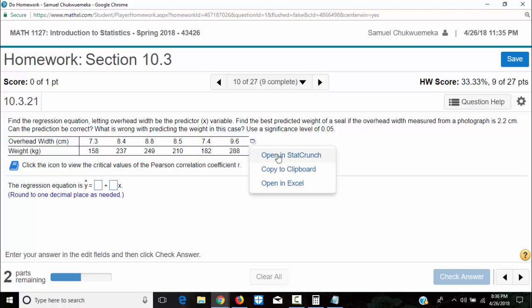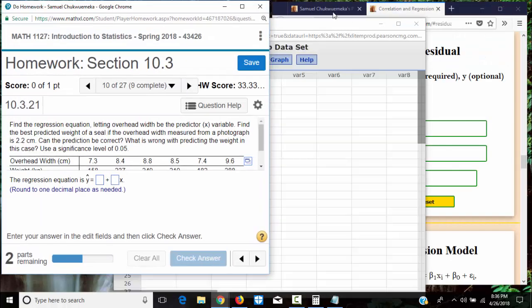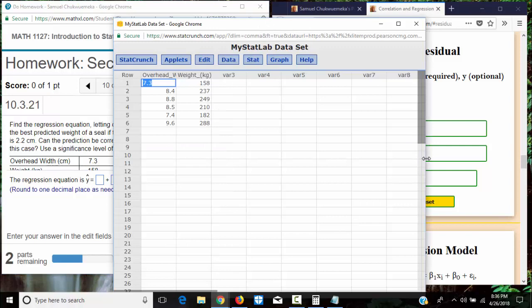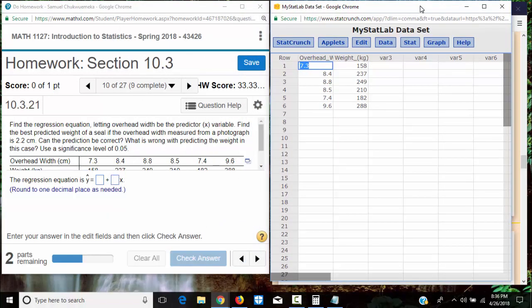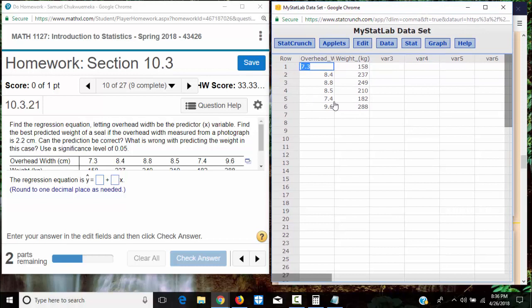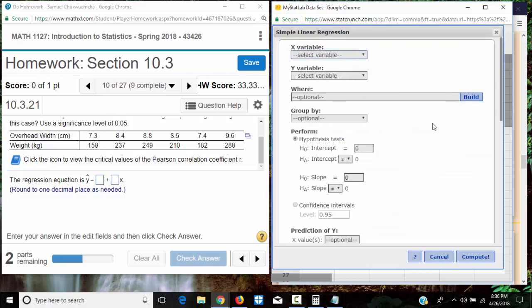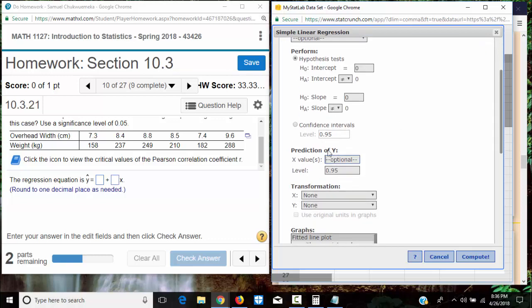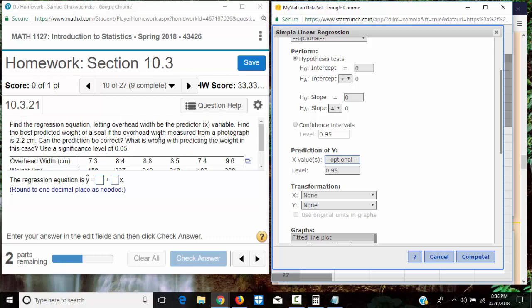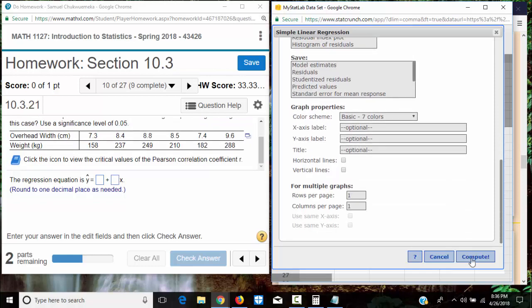So let's open this on StatCrunch. Put this on the same window. All right, so go to Start, Regression, Simple Linear. Our x is the overhead weight, y variable is the weight. And we want to find the best predicted weight if the overhead weight is 2.2. So you just put 2.2 here. And you press compute.